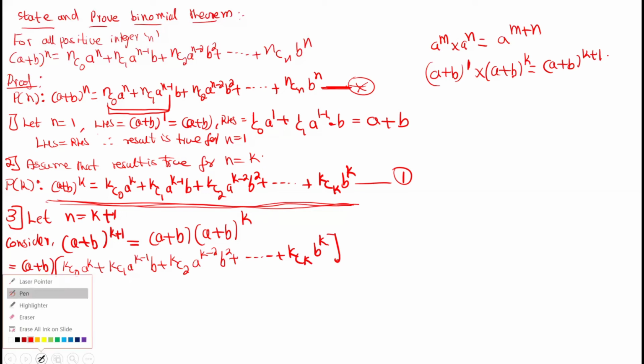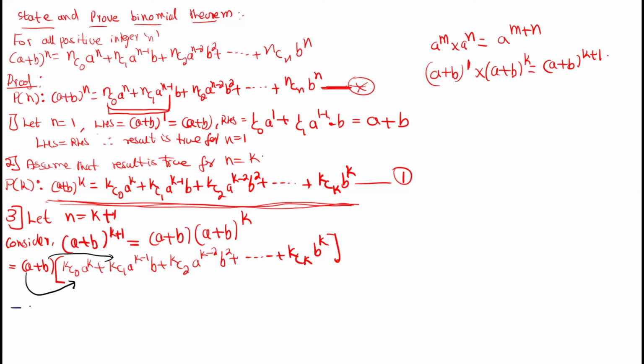Next is the very important step. First, multiply a to each term in the expansion. After that, multiply b to each term in the expansion. First, multiplying by a means all the powers of a will change. And in the second, if you are multiplying by b means all the powers of b will change.